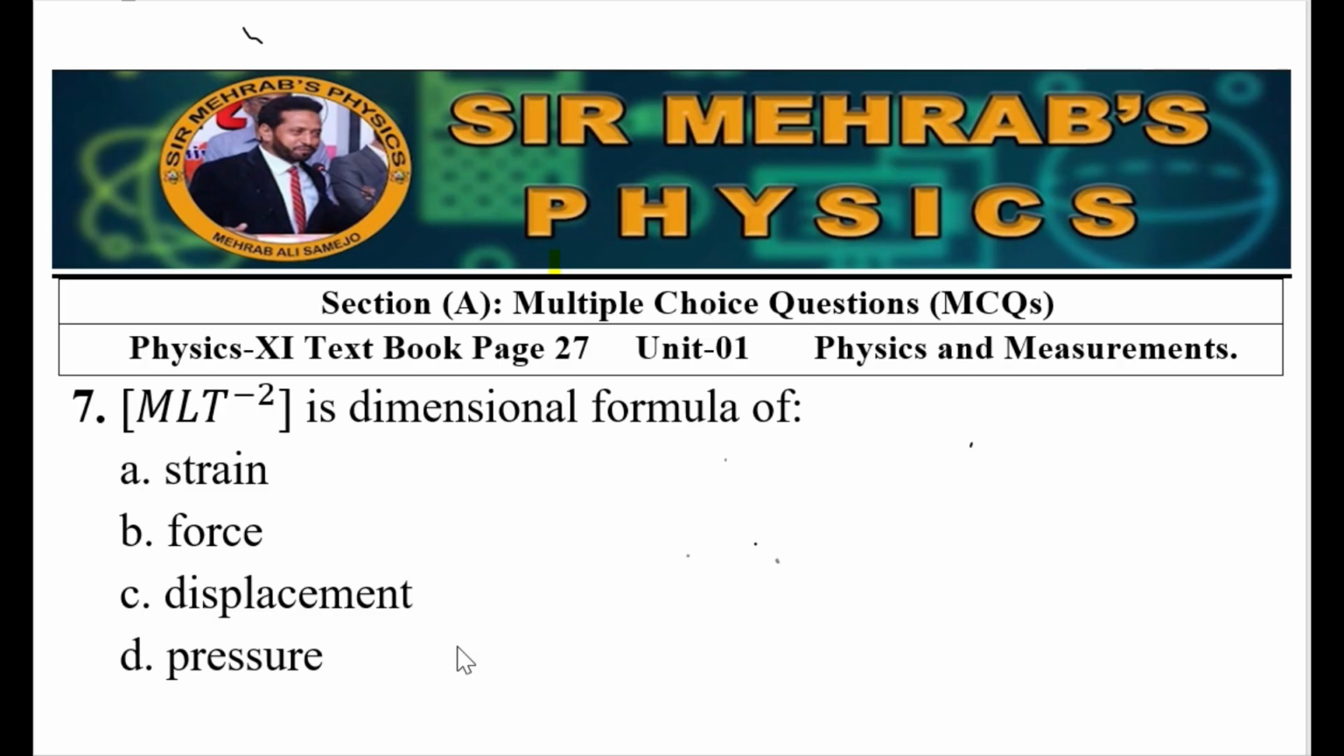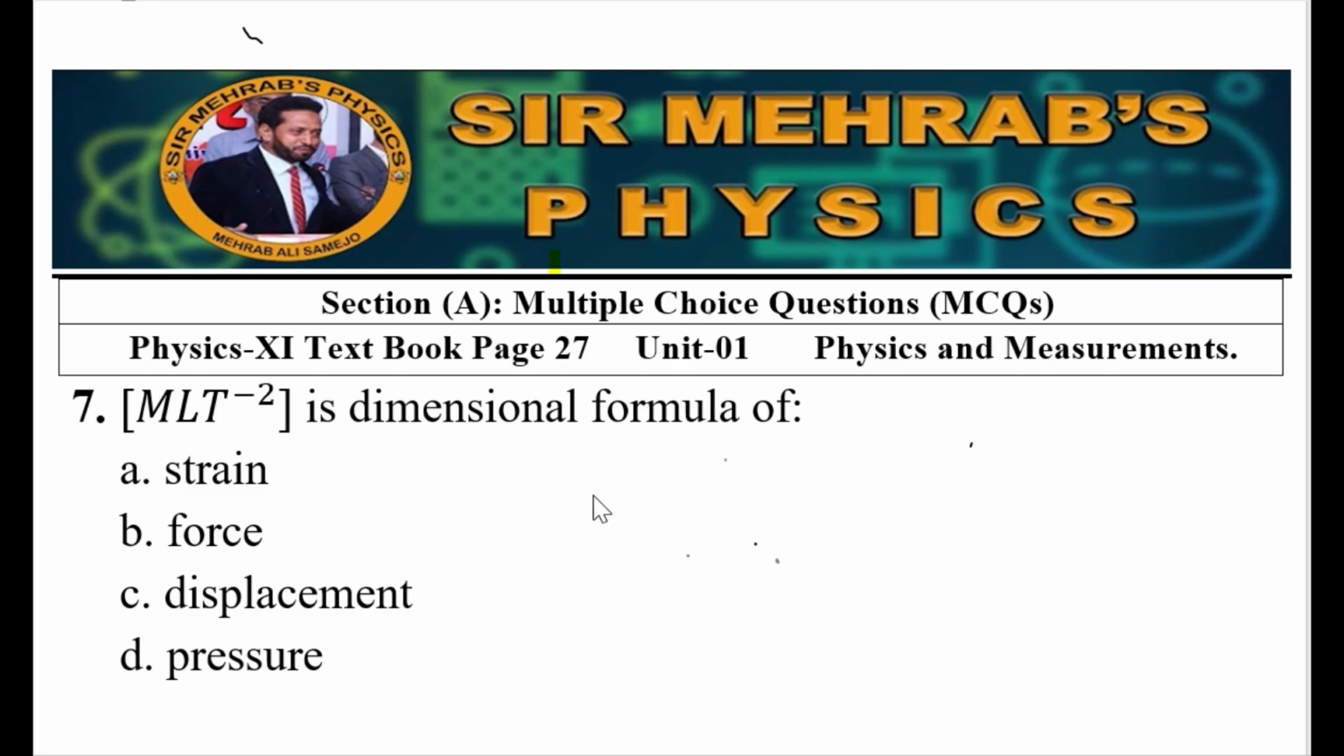In question number 7, the dimensional formula M L T raised to minus 2 is given. So you have to find the physical quantity to which this dimensional formula belongs. The first one is strain. You know, strain is dimensionless. Basically, this one is a ratio.